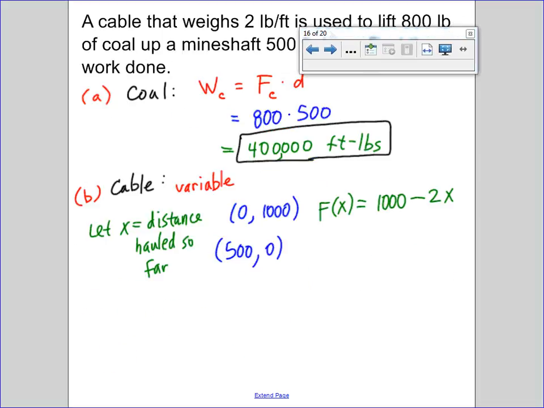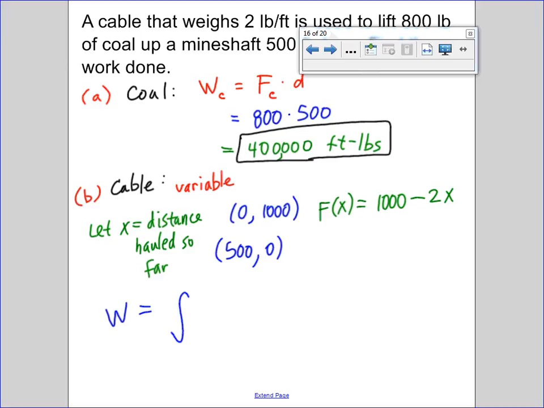So our work done from the cable. That's unfortunate. CO for coal and CA for cable. I was going to use W sub C for the work from the cable. Oh, very good, work from the coal. All right, no problem. Ain't no hill for a stepper.